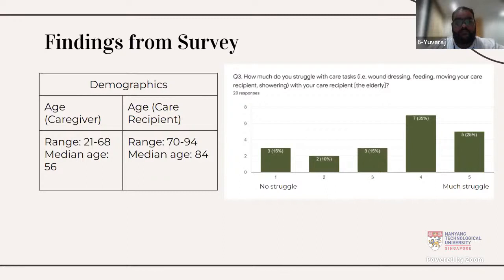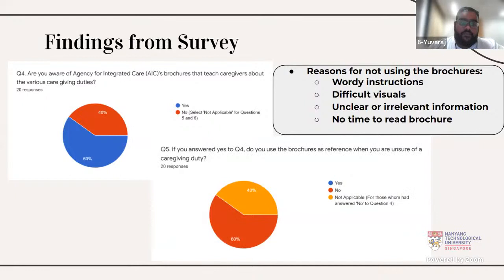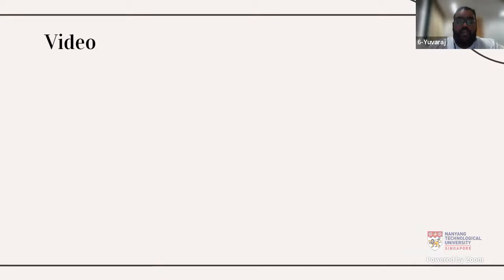While 12 of them were aware of the AIC brochures, which served as guides for caregiving tasks, all of them did not use it as a resource, as they reasoned them to be too wordy, having poor visuals, and other reasons stated here. But an overwhelming majority would use and prefer video guides if they were made available to them, hence showing a possible justification for Project Vital. We would now like to play a video introducing Project Vital.